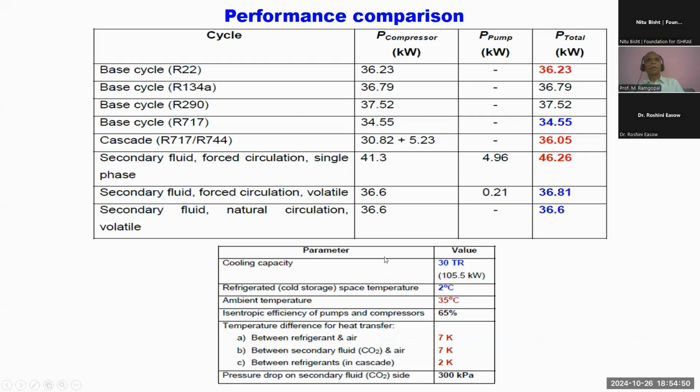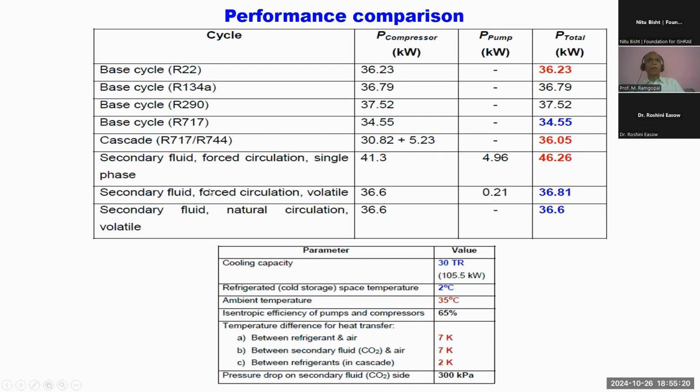So these are the typical comparisons between different cycles for the same conditions that are mentioned here: 30-ton cooling capacity, 2 degree centigrade space temperature, 35 degree ambient temperature, etc. And these are the temperature differences considered for heat transfer, and the pressure drop for the secondary fluid on the CO2 side if I'm using forced circulation. Okay, and you can see that this is the comparison.